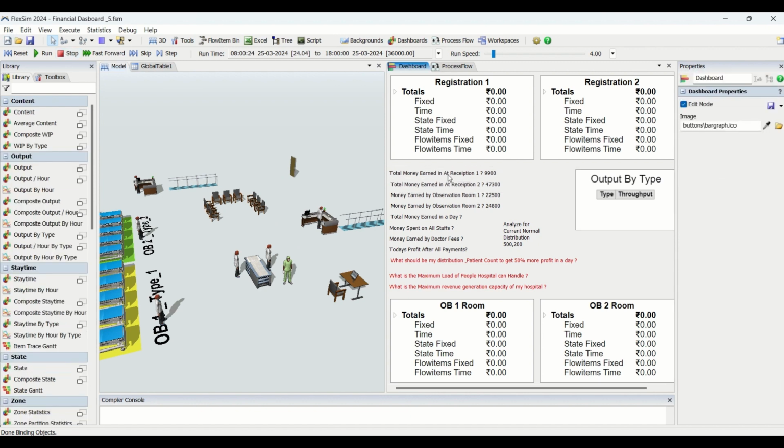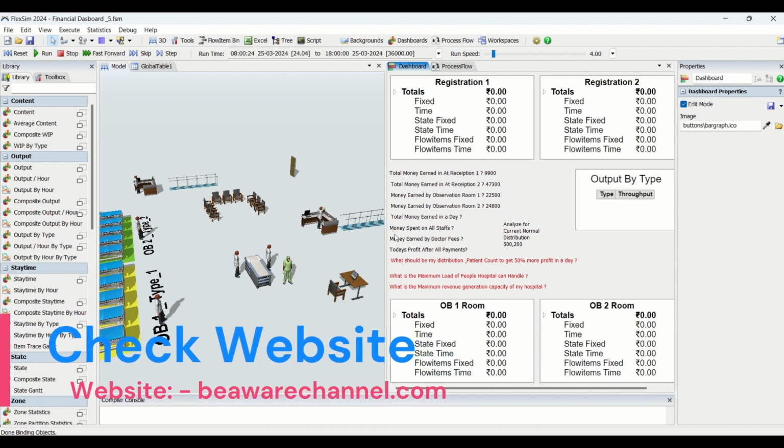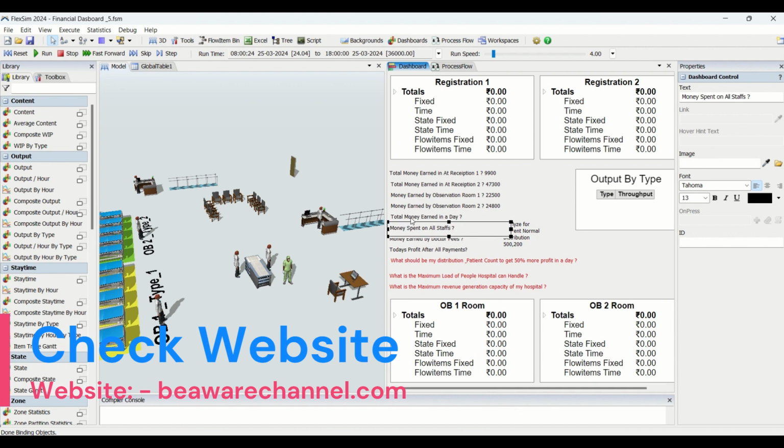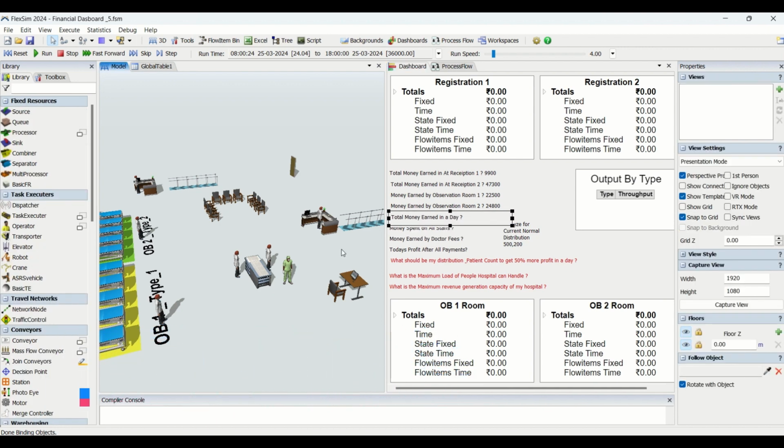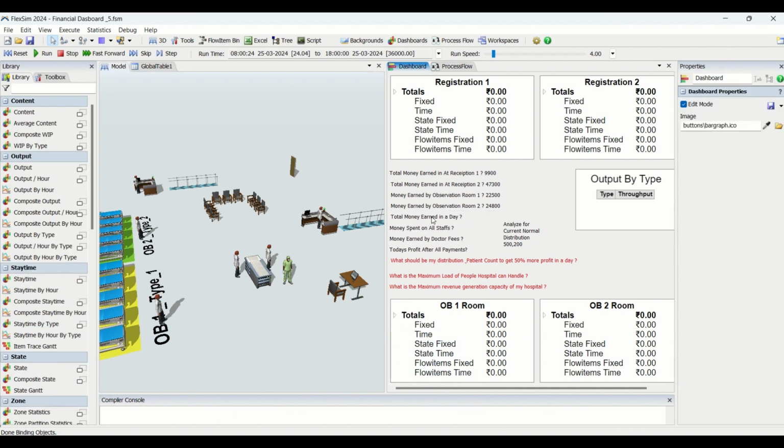So if you could look at, we answered what was the total money earned by reception 1, reception 2, then the observation area, and observation 2, what was the revenue generated. So now in this video let us understand these two questions and their answers.